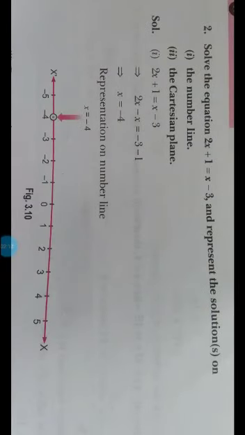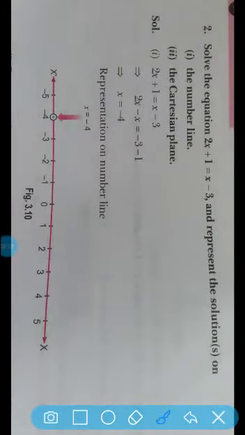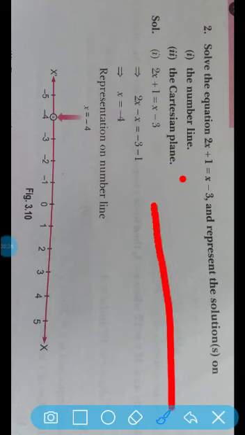Now see, on the basis of that, you have to solve a question. Our question is: solve the equation 2x + 1 = x - 3 and represent the solution on the number line. The number line we have read in the first chapter. On a number line we plot the values 1, 2, 3, 4, 5 on one side and minus 1, 2, 3, 4, 5 on the other side. Just calculate: 2x - x = -3 - 1 = -4. So x equals what? Minus 4. So this is our minus 4.